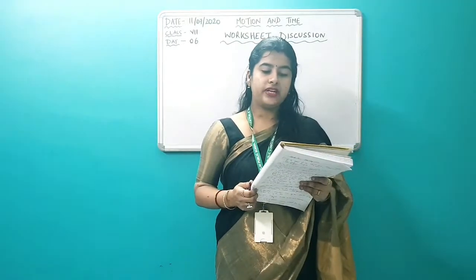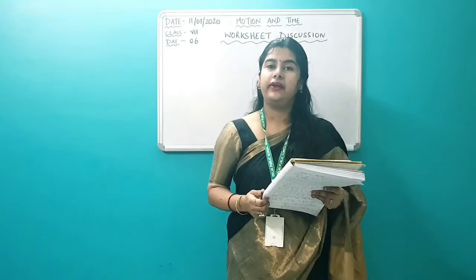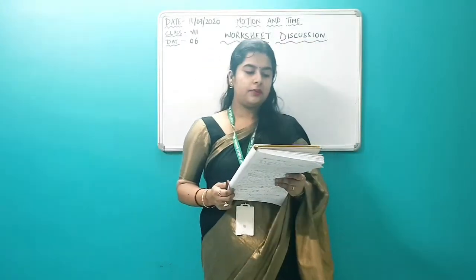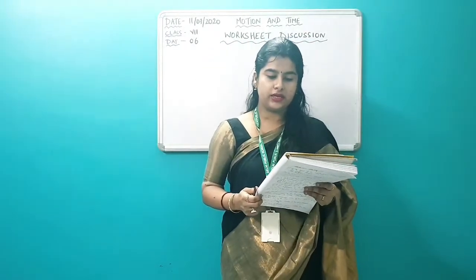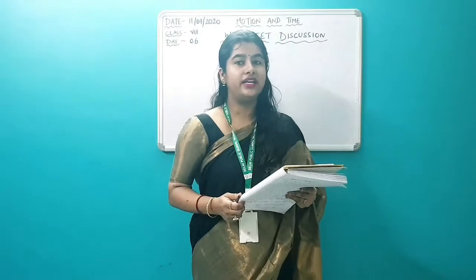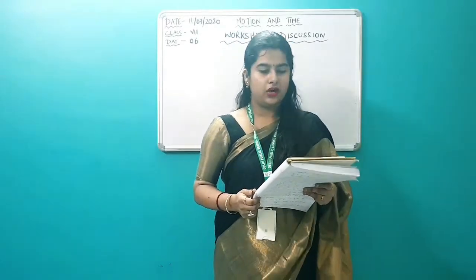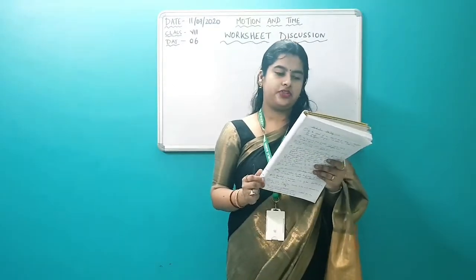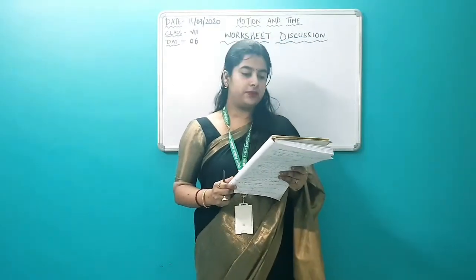Motion of hands of an athlete while running a race. The answer is again periodic motion. Motion of march past of soldiers in a parade. The answer is rectilinear motion. Alright? And most of you have already got this answer correct, I am sure. Moving on to question number 2.